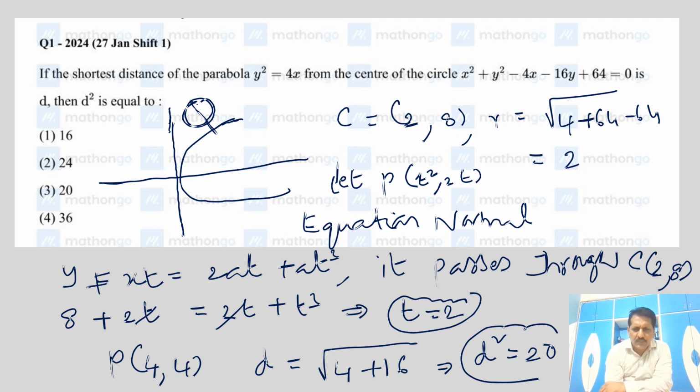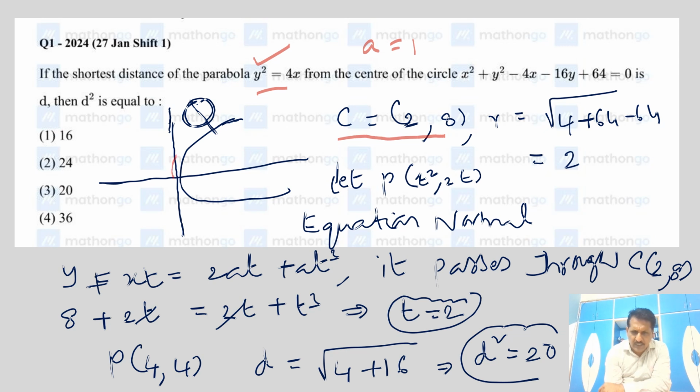You can see the shortest distance between the parabola y squared is equal to 4x, that means a is given by 1 unit, and the center of the circle, where the circle is x squared plus y squared minus 4x minus 16y plus 64 is equal to 0. Therefore the center is (2, 8). The radius will be root over 4 plus 64 minus 64, so the radius is 2 here, right? So the center of the circle lies outside the parabola.